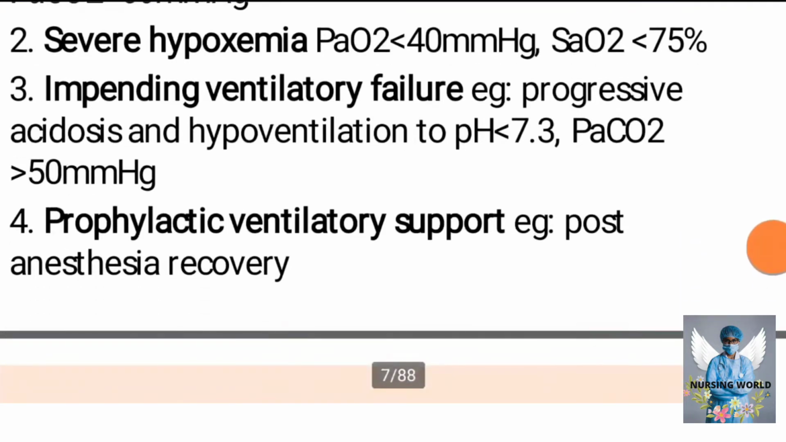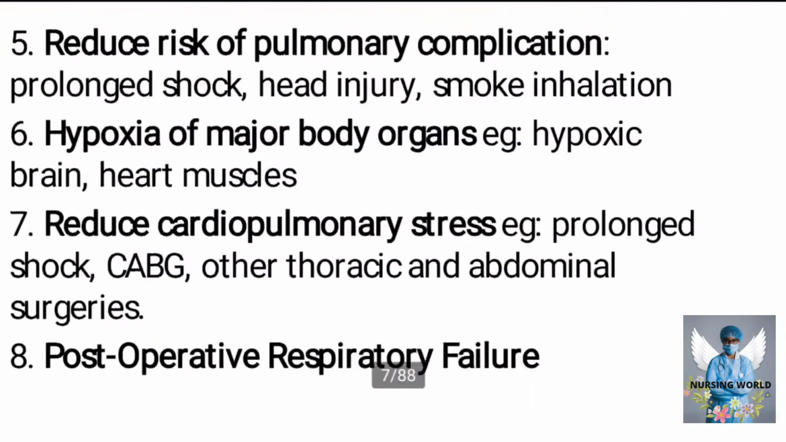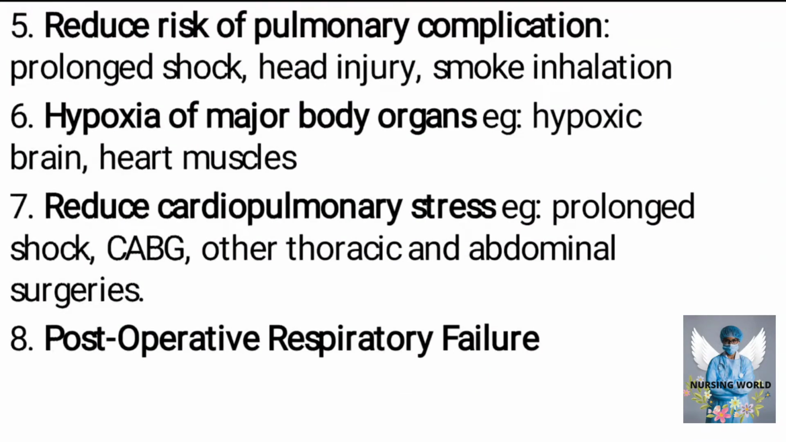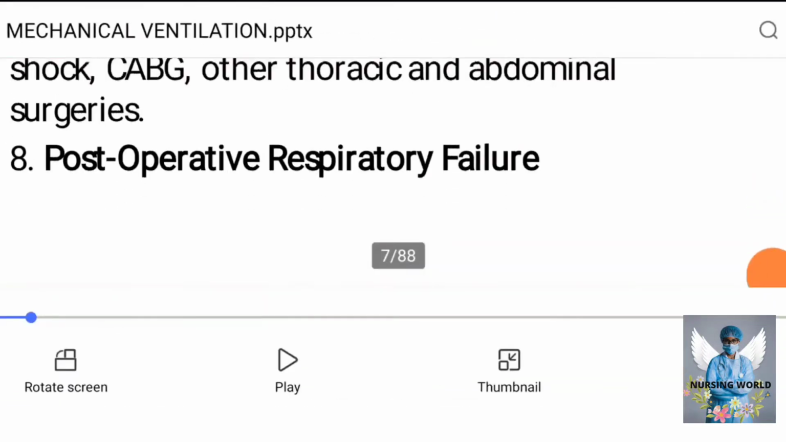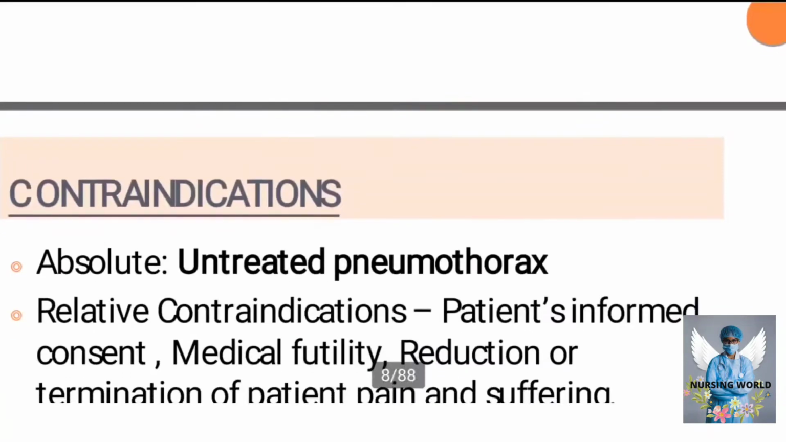Then prophylactic ventilatory support, for example post-anesthesia recovery and reduced risk of pulmonary complications, prolonged shock, head injury, and smoke inhalation. Hypoxemia of major body organs, for example hypoxic brain, heart, muscles. Then reduce cardiopulmonary stress, for example prolonged shock, CABG, and other thoracic and abdominal surgeries. Then post-operative respiratory failure. These are the indications for mechanical ventilation.